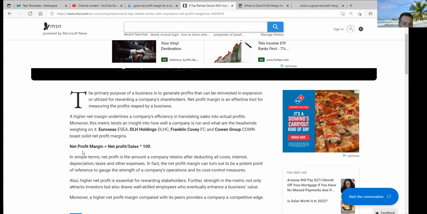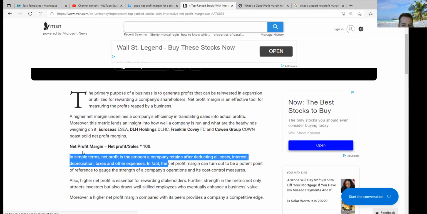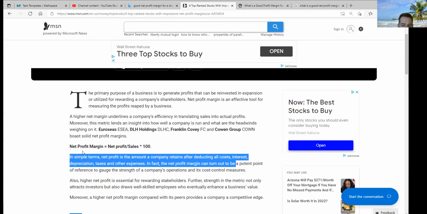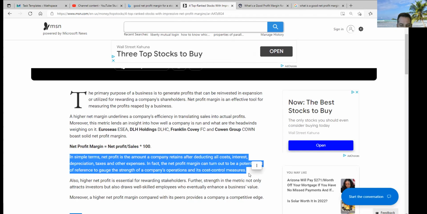In simple terms, net profit is the amount a company retains after deducting all costs, interest, depreciation, taxes, and other expenses. In fact, the net profit margin can turn out to be a potent point of reference to gauge the strength of a company's operations and its cost control measures.